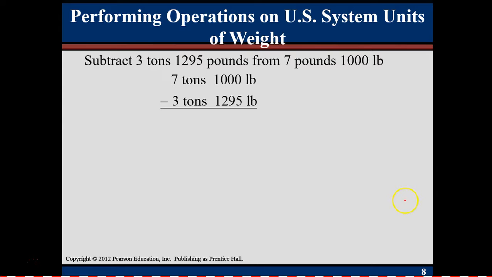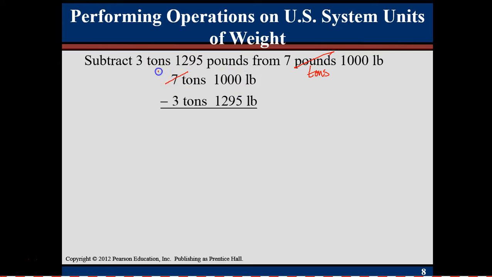Sometimes when we want to add and subtract, we saw with addition and the length one that we had more than we needed to make a foot or to make a mile. But sometimes when you subtract, you can't actually do the subtraction. If I want to take 3 tons and 1,295 pounds from 7 tons, 1,000 pounds, then 7 minus 3 is fine, but I can't say 1,000 minus 1,295. So I'm going to need to borrow.